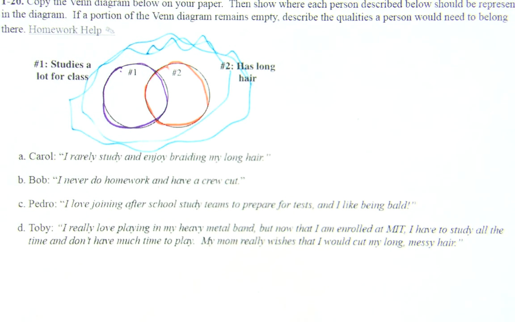So look at the 4 descriptions of Carol, Bob, Pedro, and Toby and make sure they are appropriately placed in their right spots. Okay? And if you have any questions, please see me at lunch. Thank you.